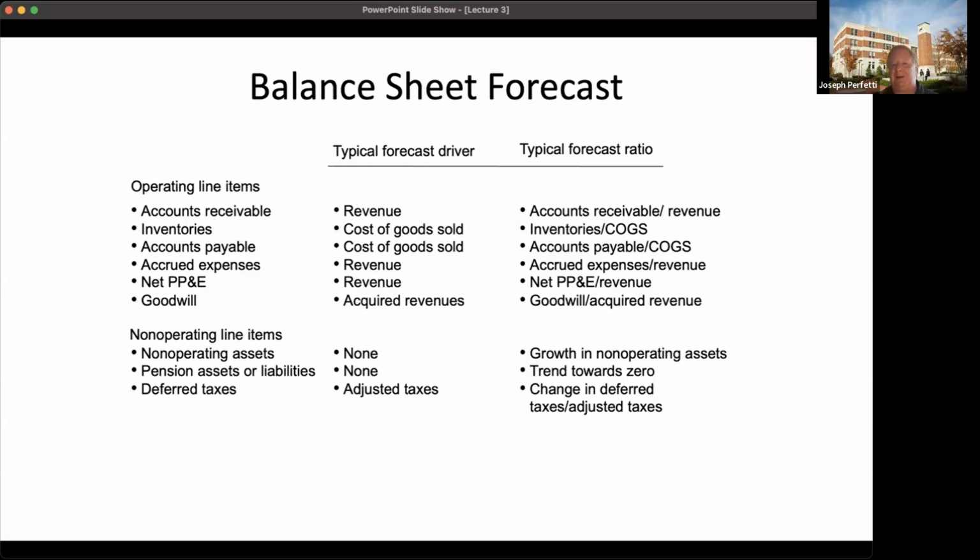What we're going to do this semester is simplify this and tie everything to revenue, okay? So basically, when revenue changes, how does inventory change? When revenue changes, how does accounts payable change? When revenue changes, how much does working capital change, right? How much does PP&E change? We're going to, for simplicity, tie it to revenue. But I want everybody to know that is a more simplistic view. If we really want to get granular, we would tie it to the actual driver.